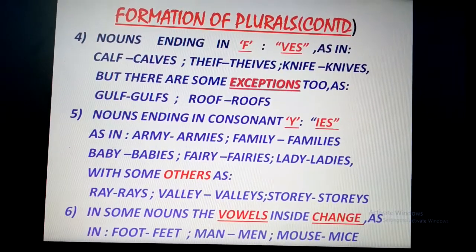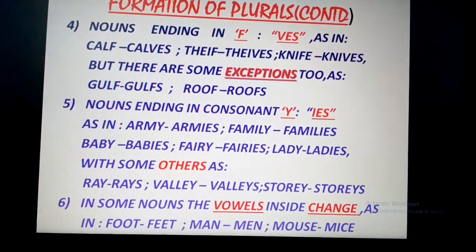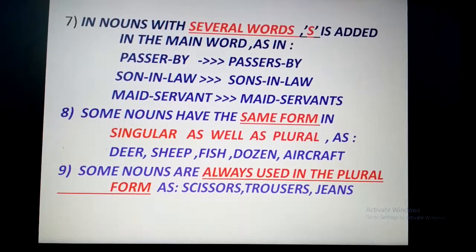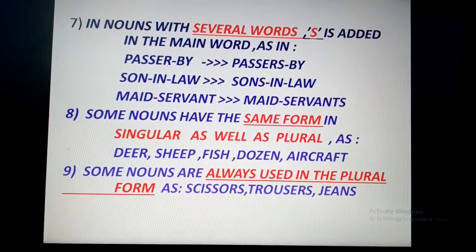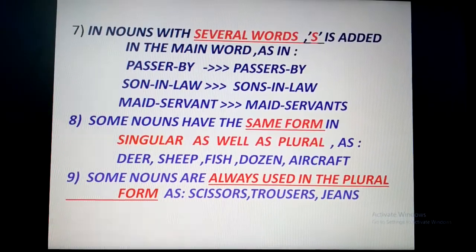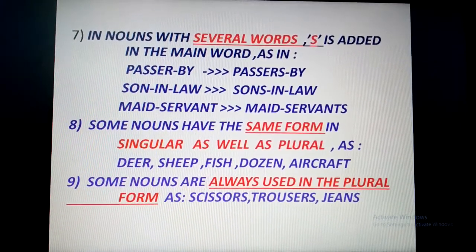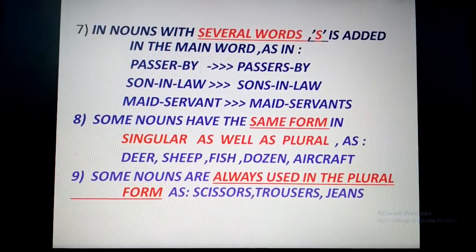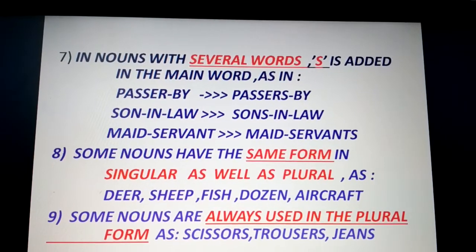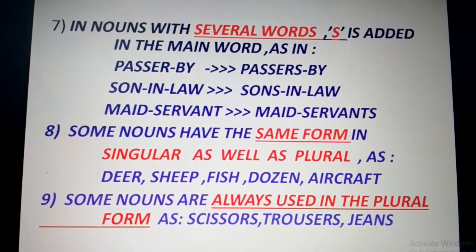In some nouns, the vowel inside the word changes, as foot, feet, man, men, mouse, mice. Some nouns have a construction of more than one word. For the nouns including more than one word, the letter s is added in the main word, as in these examples. One passer-by, but many passers-by. One son-in-law, but many sons-in-law. One maid-servant, but many maid-servants.